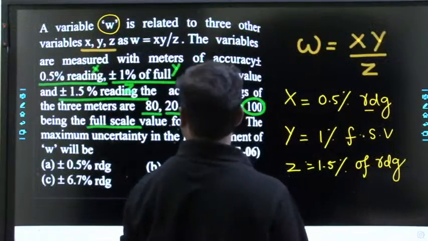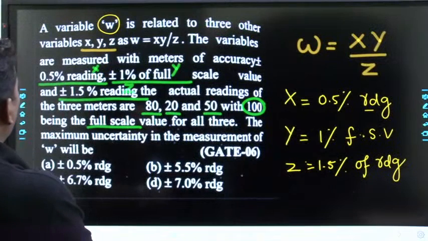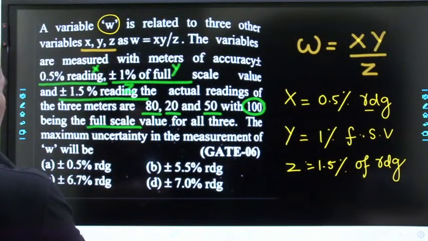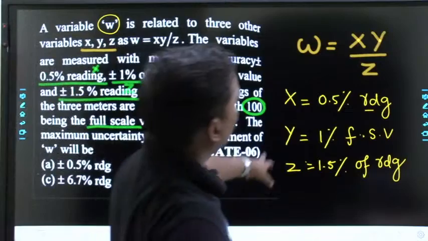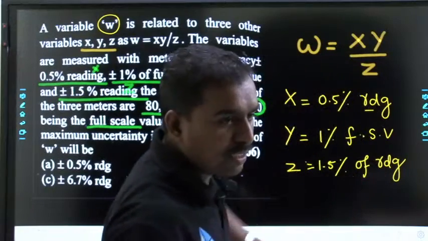Now what is the question? The maximum uncertainty in the measurement of W will be dash. So here he has given the error. You can directly take the percentage readings. Why? Because all are in percentages. It's a product, right? It's a product. We can go in the form of percentage.